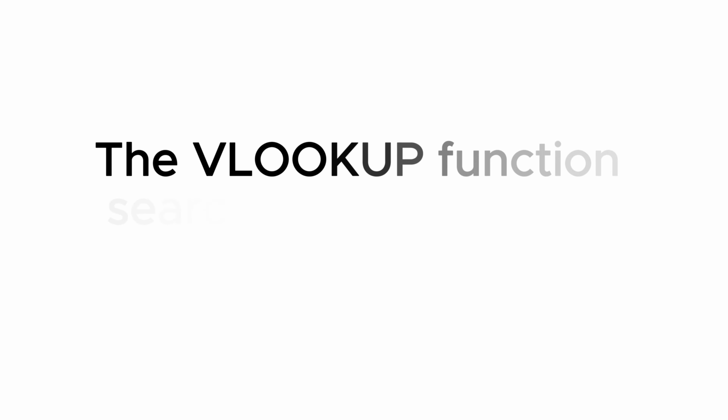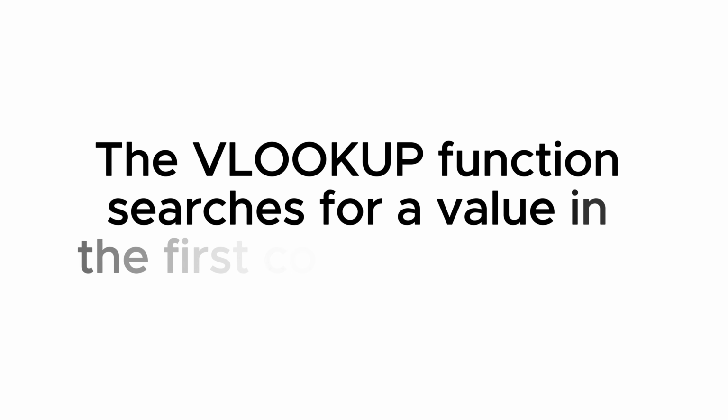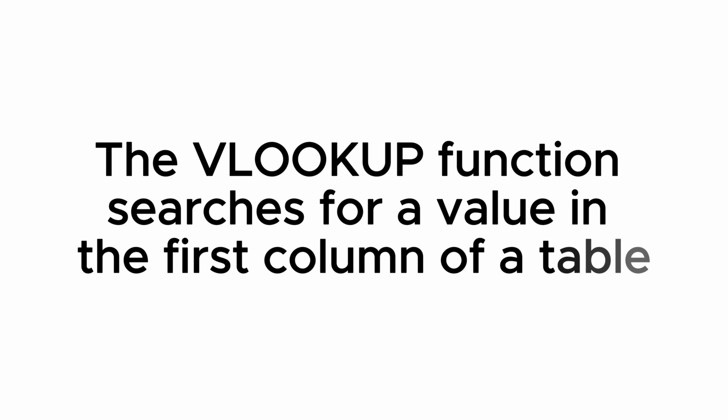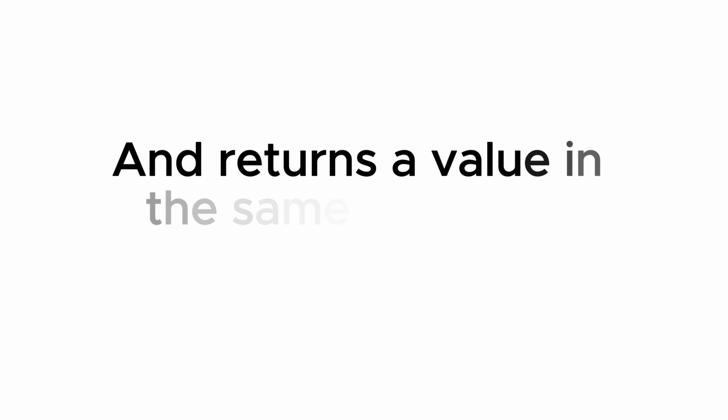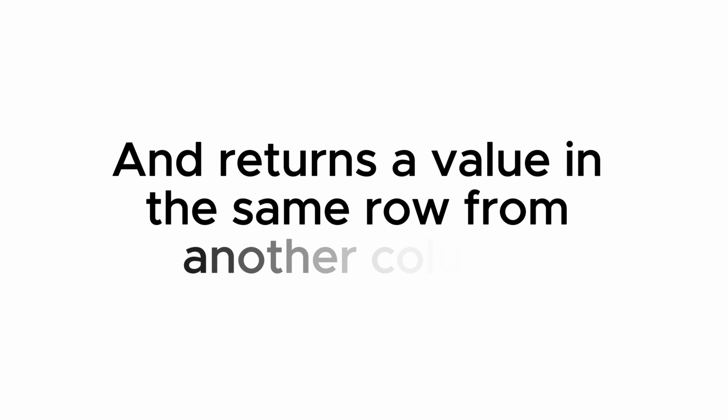The VLOOKUP function searches for a value in the first column of a table and returns a value in the same row from another column. It's useful for finding corresponding values vertically.